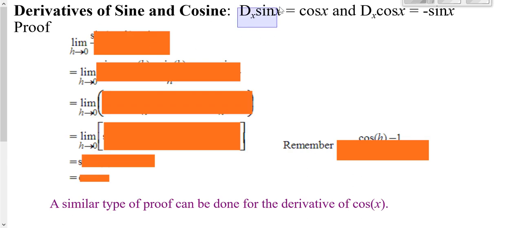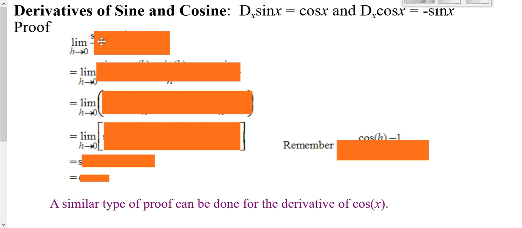So remember, this means derivative of sine, so the derivative of sine is cosine. And the derivative of cosine ends up being negative sine. Make sure you know these. These are part of your vocab. But here's a quick overview of the proof.